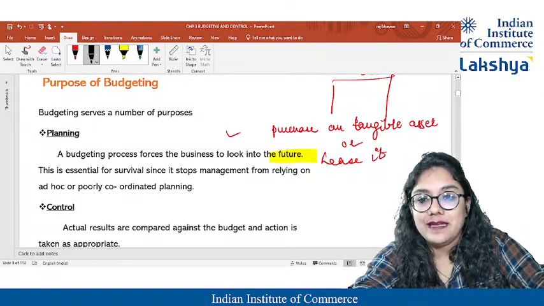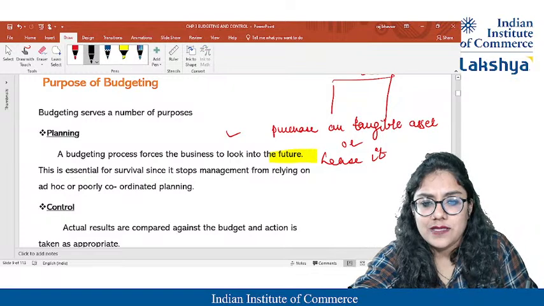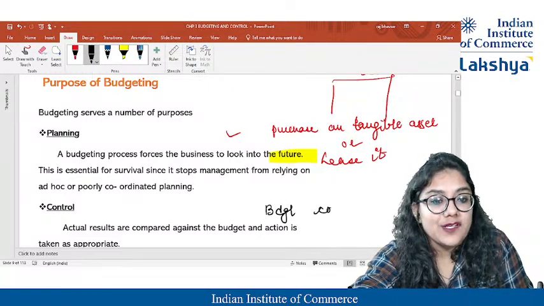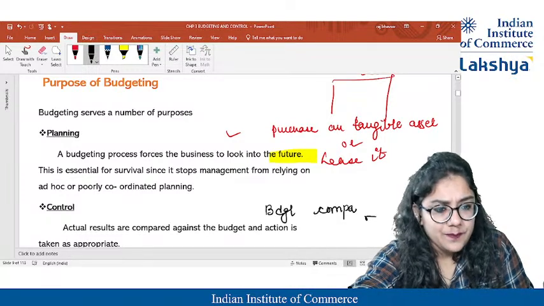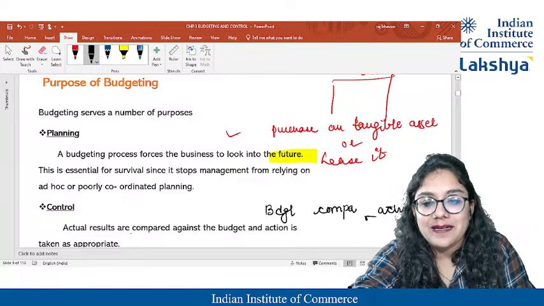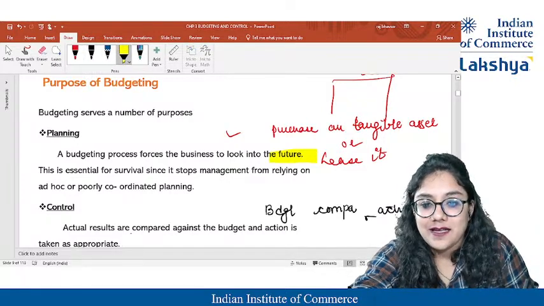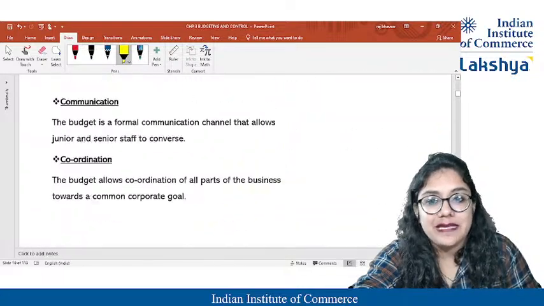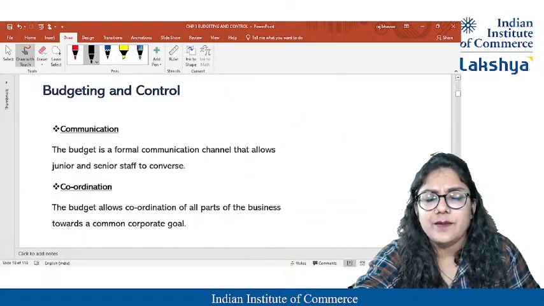Then, what is control? What helps in control? I have a budget, and I'm comparing it with actual. And if there is any problem, what do I have to do? I have to take the appropriate action. So we just have to have a control, we have to have an eye on that. Super easy. Then it helps in communication also.